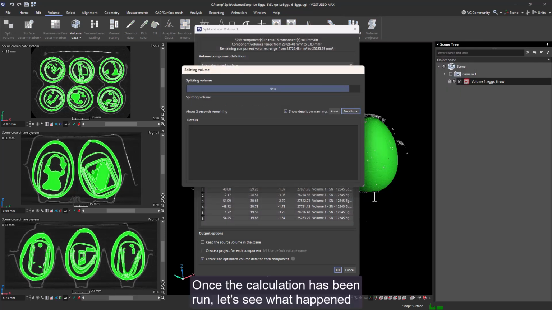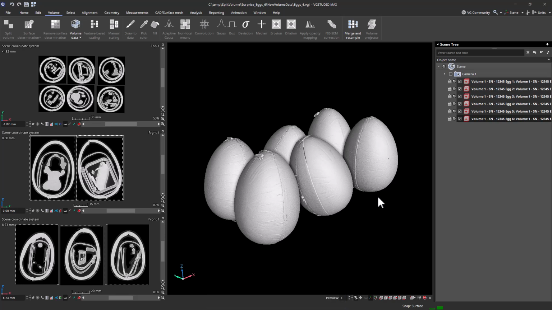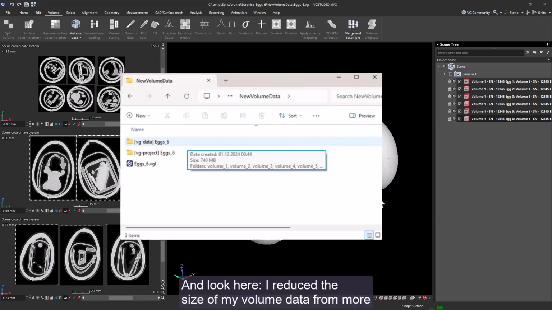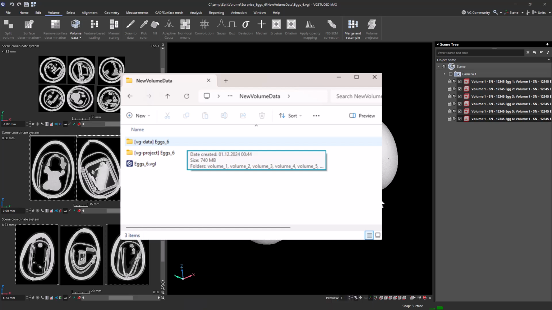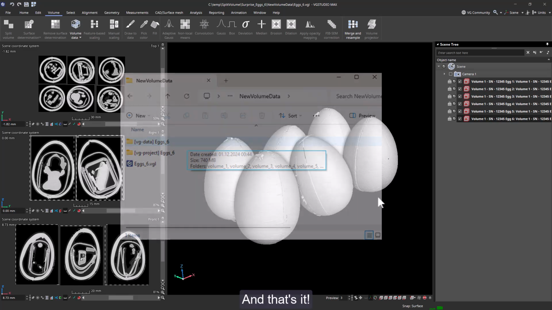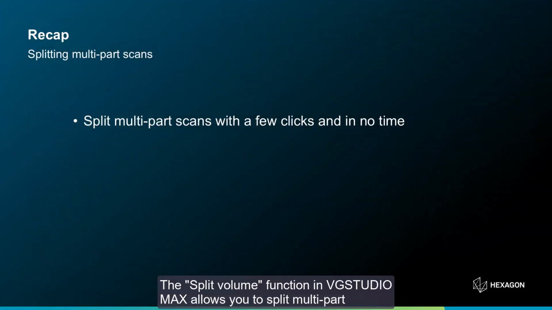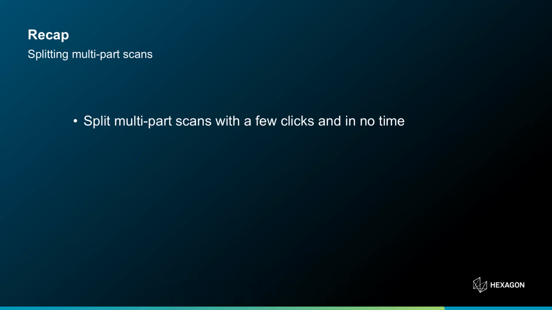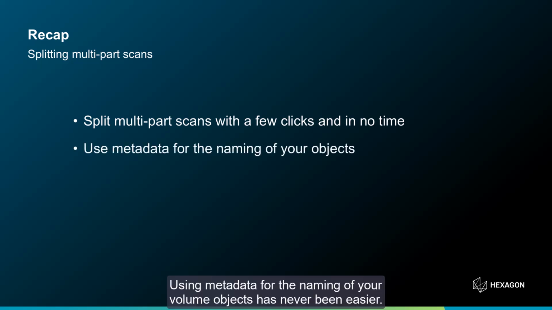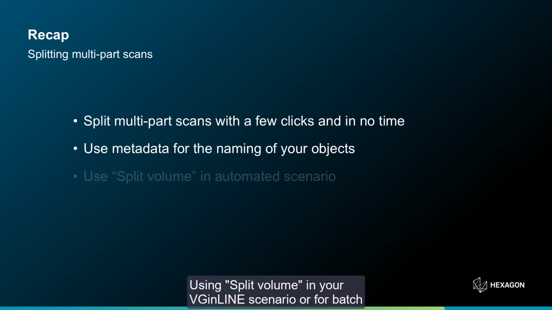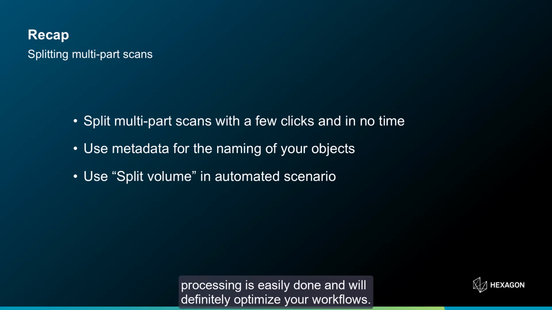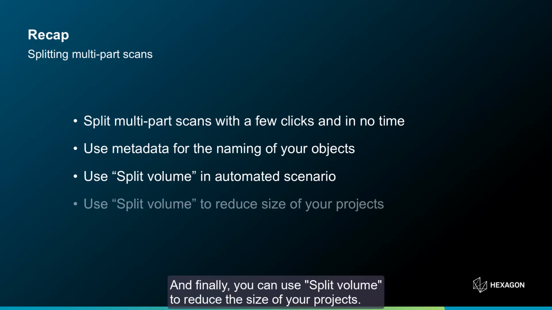Once the calculation has been run, let's see what happened to the size of my project. And look here. I reduced the size of my volume data from more than 3 GB to 740 MB. And that's it. The split volume function in VGSTUDIO MAX allows you to split multi-part scans with a few clicks and in no time. Using metadata for the naming of your volume objects has never been easier. Using split volume in your VGinline scenario or for batch processing is easily done and will definitely optimize your workflows. And finally, you can use split volume to reduce the size of your projects.